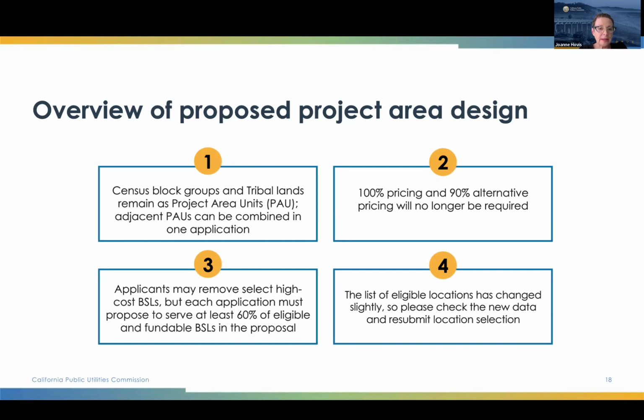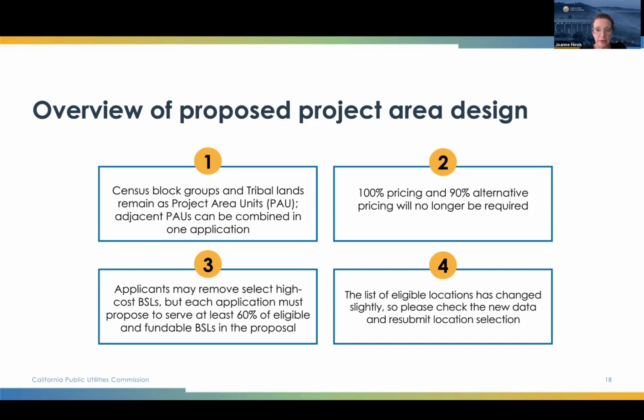Multiple project area units can be combined into a single application, so long as they are adjacent to each other. And adjacency for these purposes includes if there is a project area unit between two eligible project area units, and the one in between does not have any eligible BEAD locations, that is still considered adjacency. It's not considered a separation. So long as that project area unit does not have eligible BEAD locations, it may be considered as an adjacent PAU for purposes of combining PAUs into a single application.